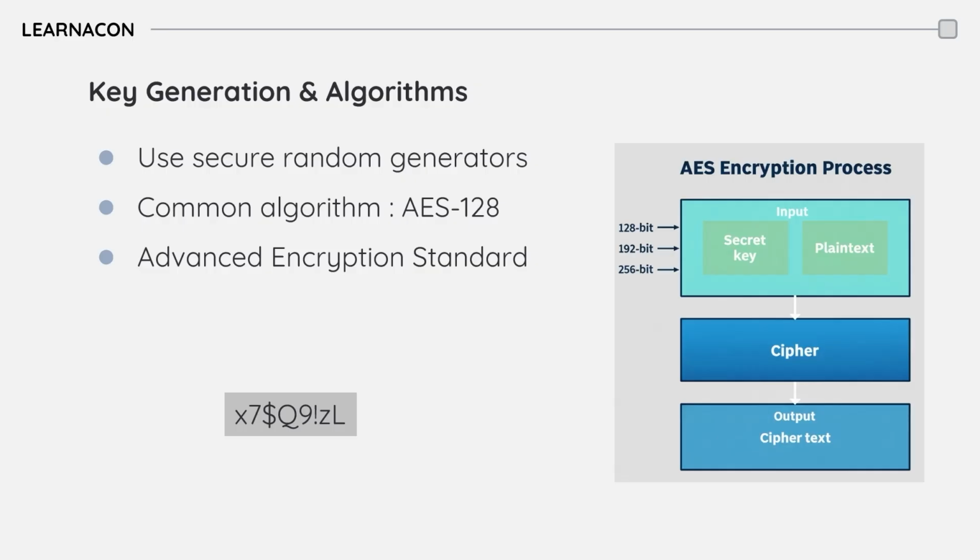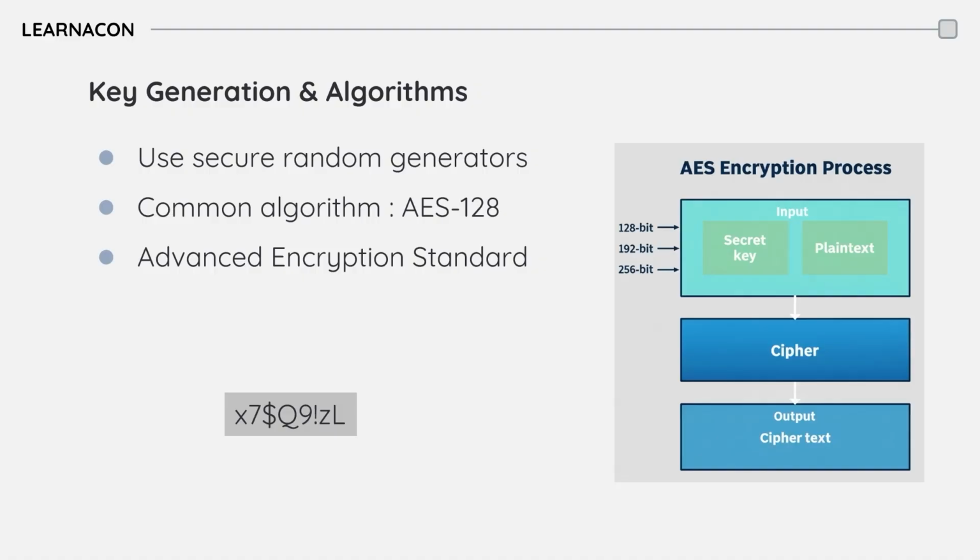AES supports 3 key sizes: 128 bits, 192 bits, and 256 bits. 128-bit keys are the most common. They're fast, secure, and widely used in everyday applications. 192-bit keys offer a step up in security, though they are less commonly deployed. And 256-bit keys provide the highest level of protection, often reserved for classified or highly sensitive data.